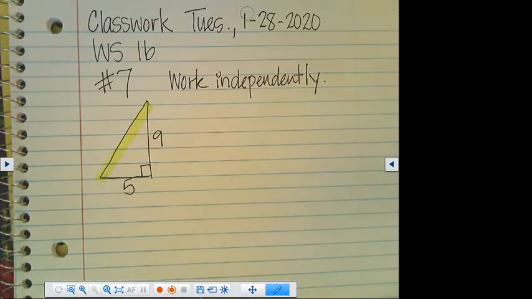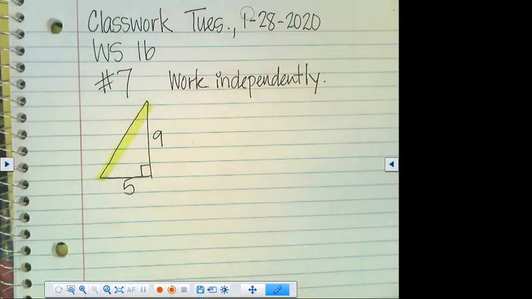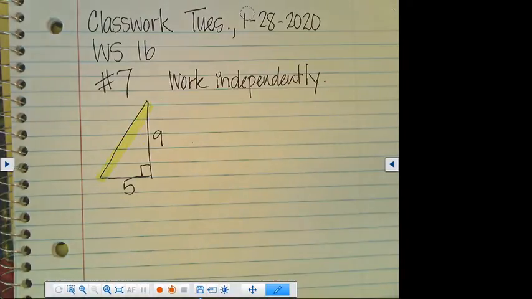So do you see values that fit a triple? 5, 9, followed by the hypotenuse. Is that one of our triples? No. So what will the hypotenuse be? It will be a radical. It will be a square root of something. Okay? So what you do is the Pythagorean theorem.